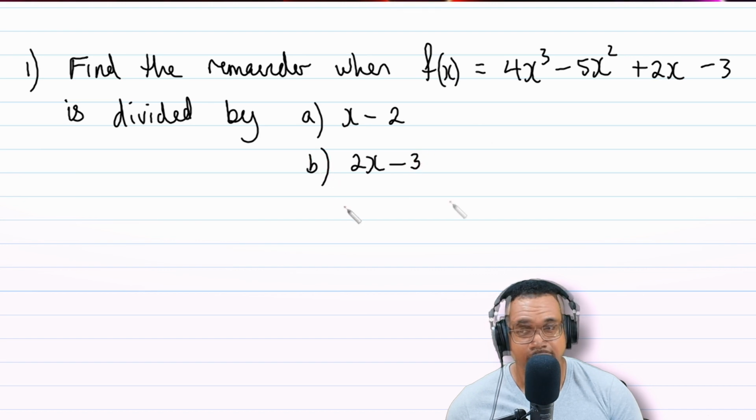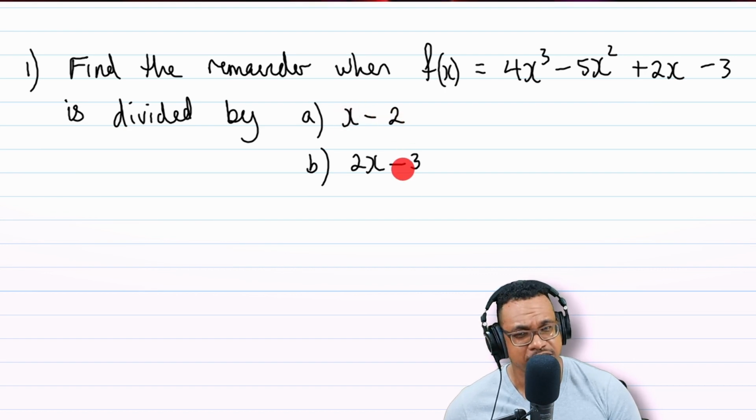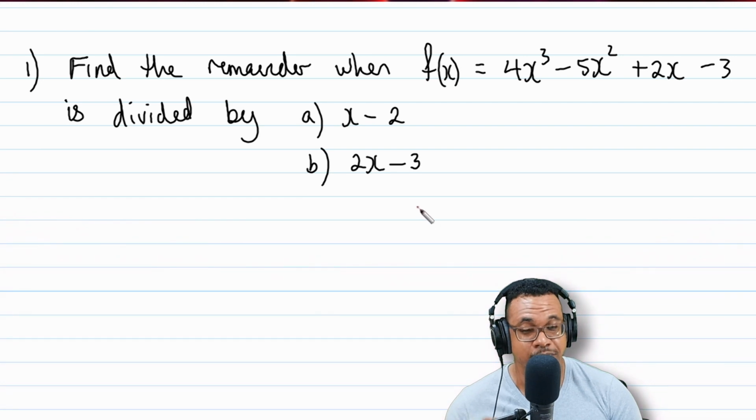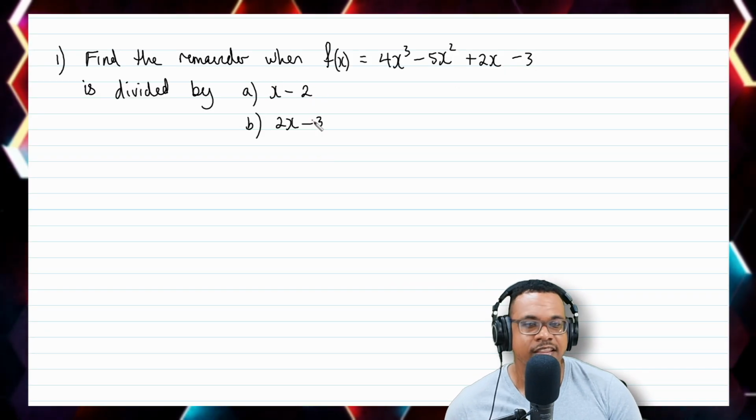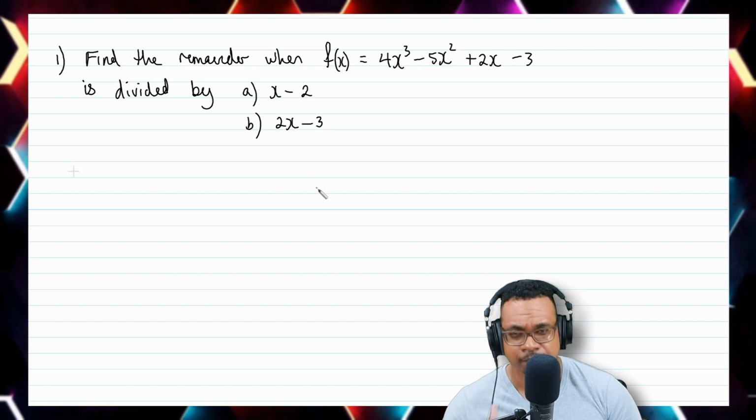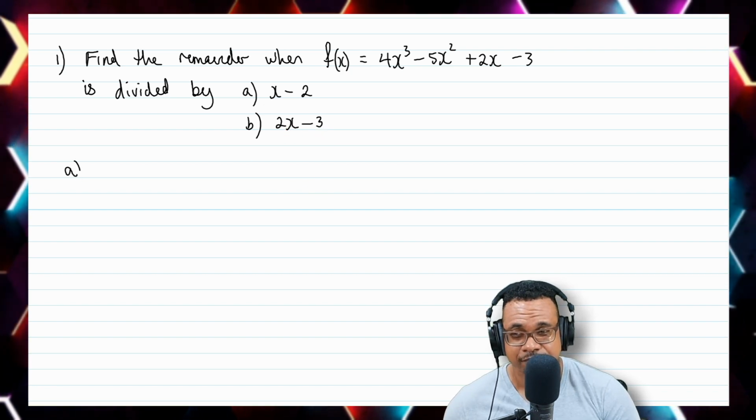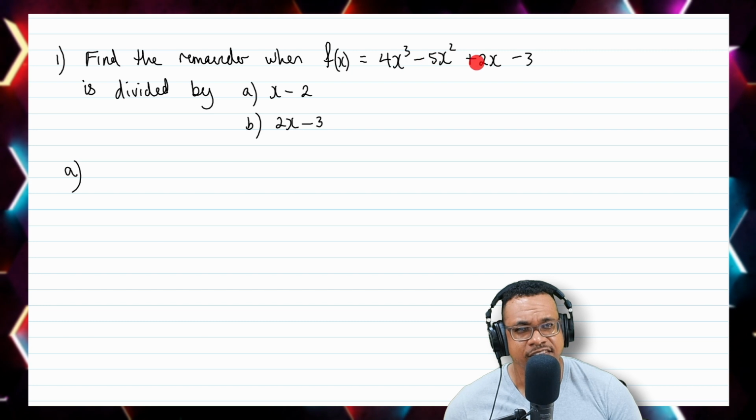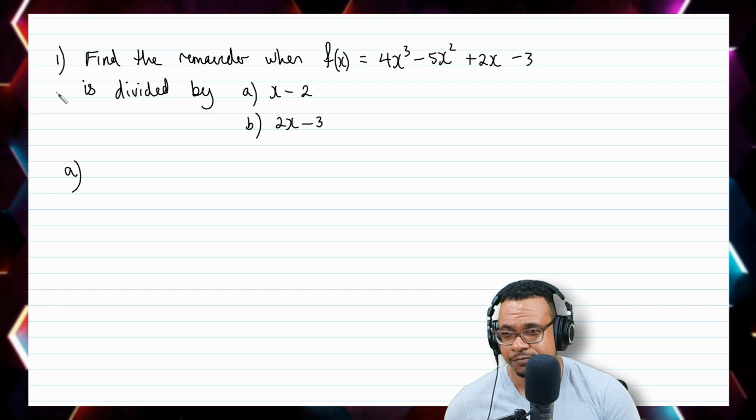3 for part B. Now for this question, we want to find the remainder when we divide this polynomial by these two linear expressions. Now first, I'm going to use the division of polynomials to see what the remainder will be for the first one. Then we'll look at what the remainder theorem is, and we'll apply it for the second one. So for part A, this would be our dividend, and this would be our divisor.